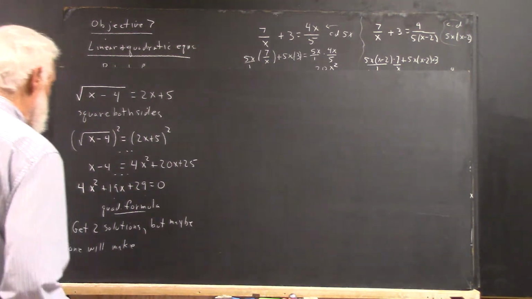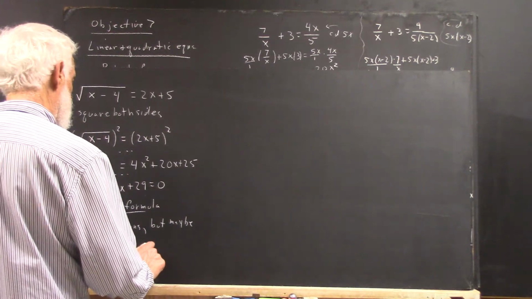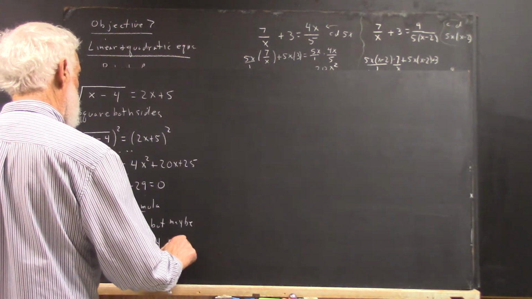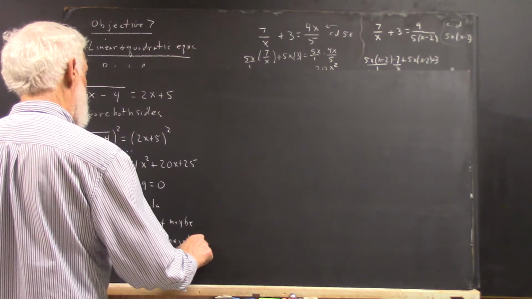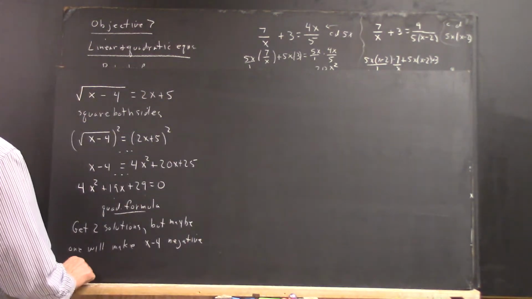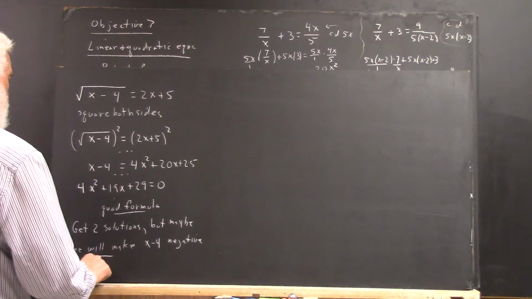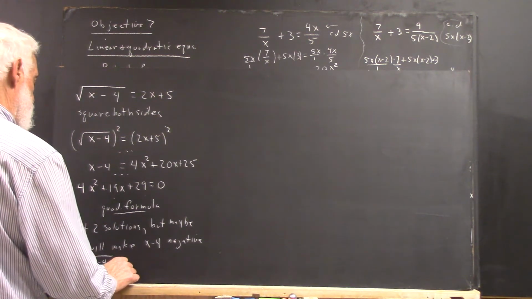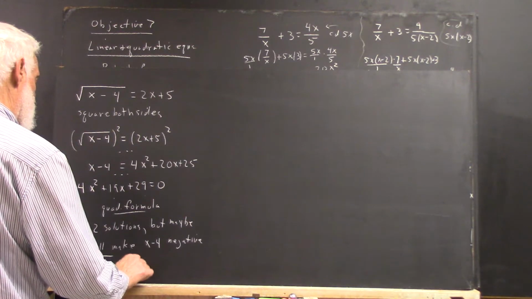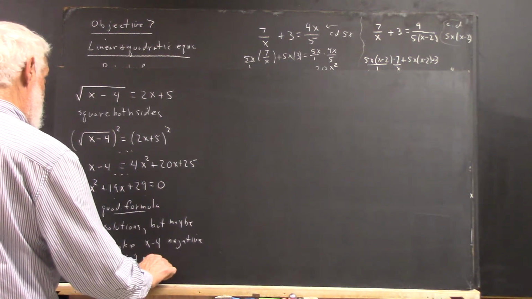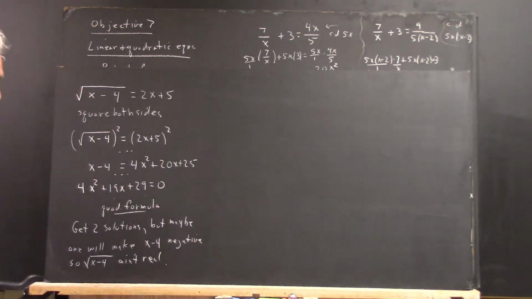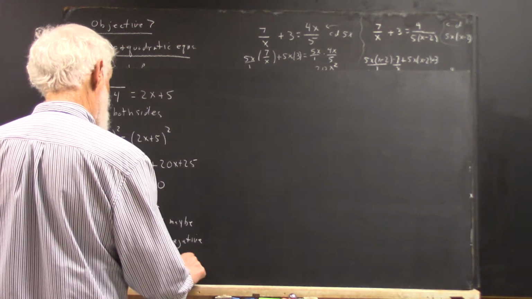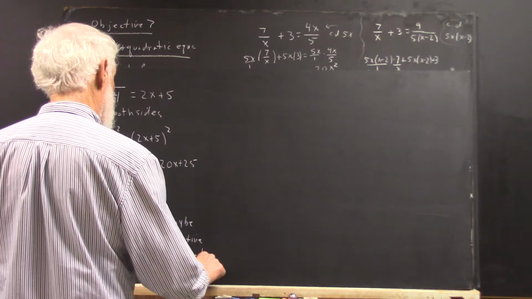You get two solutions, but maybe one will make the square root, will make x minus 4 negative. So square root of x minus 4 ain't real. So you got to be careful, so you got to check your solutions, which you should be doing.